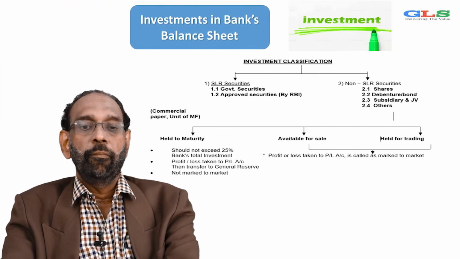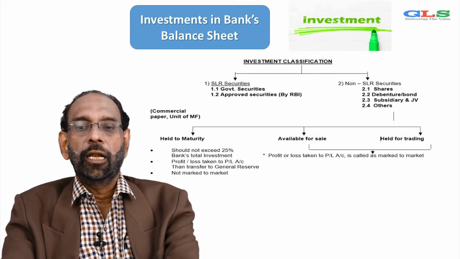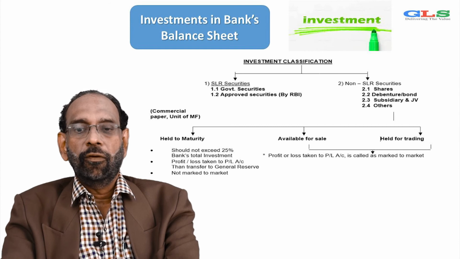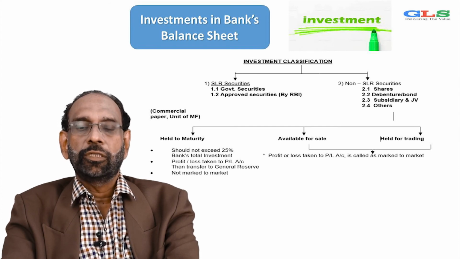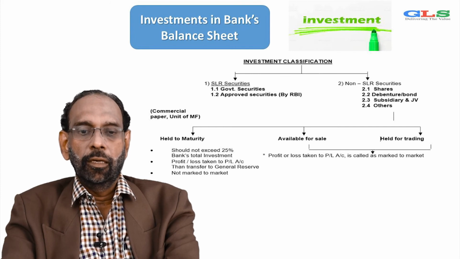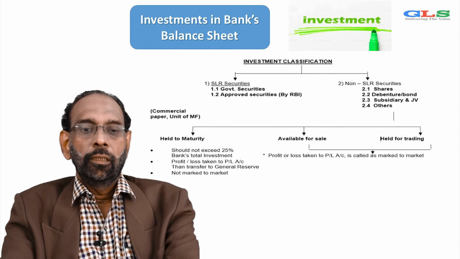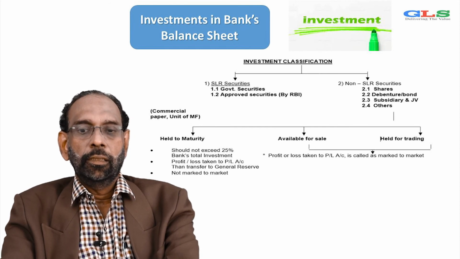Investment now. Investment in the bank's balance sheet. Investment classification: SLR securities and non-SLR securities. Under SLR securities, we have government securities and securities approved by RBI. In the case of non-SLR securities, we have shares, debentures, bonds, subsidiaries or JVs and others, commercial paper, units of mutual funds. Now all these assets are held to maturity, available for sale or held for trading.